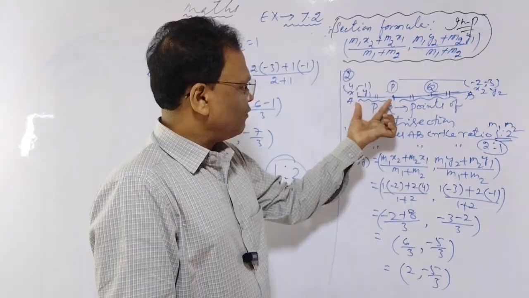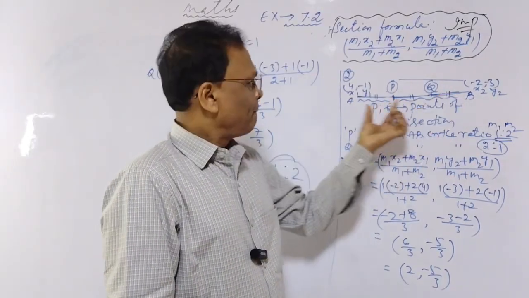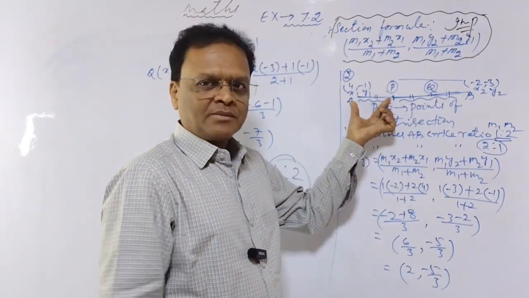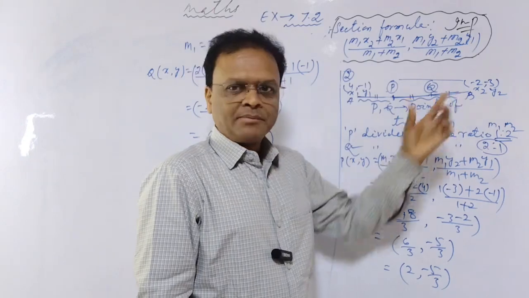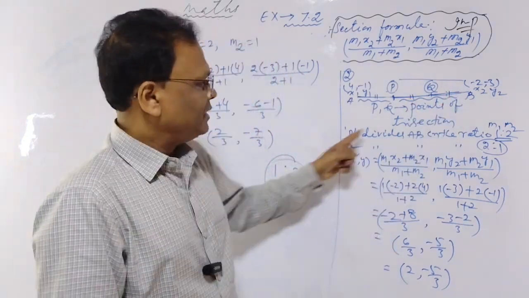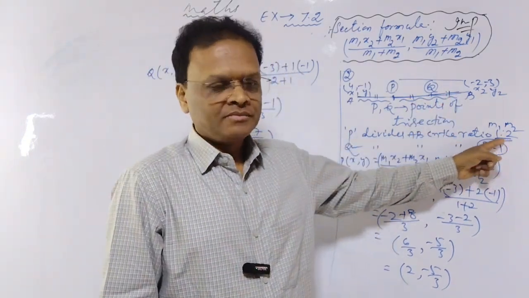So P divides AB in the ratio of 1:2. P is this one, no? So this is the first part, means 1 part. This is the second part, means 2 parts. So therefore I have written P divides in the ratio of 1:2.